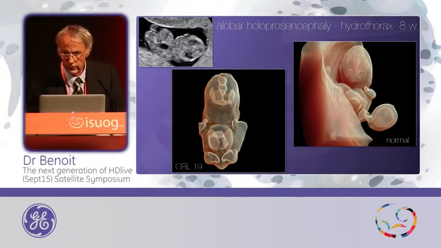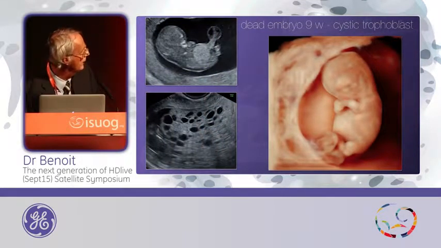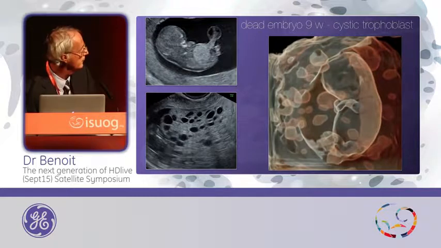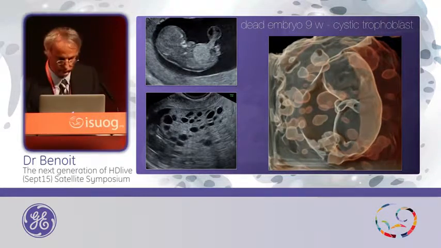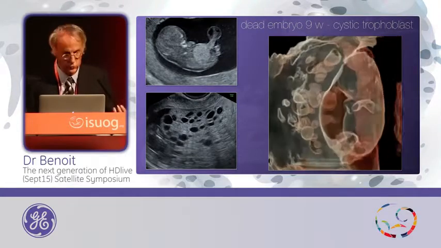This was a dead embryo at 9 weeks of pregnancy with a cystic trophoblast. So now we take the volume, increase the silhouette, and you can see all the cystic part within the trophoblast. So this is in the early stage of pregnancy.